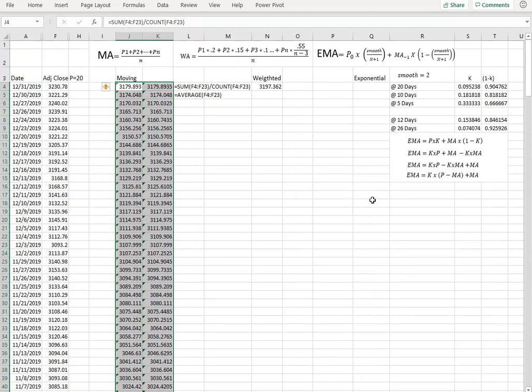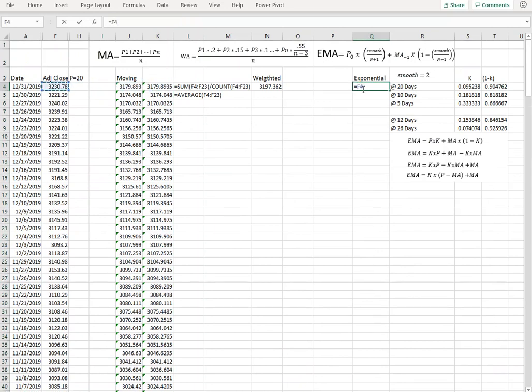And so we're going to come back up here to the exponential. We're going to say it's simply equal to today's price times that K value, and we're going to hit F4 to lock it in, plus the moving average from the prior day times the 1 minus K value. So I'm sure you guys are now recognizing, boy, this is pretty easy. We'll hit F4 to lock it in if we want to drag our formula, and there we go.